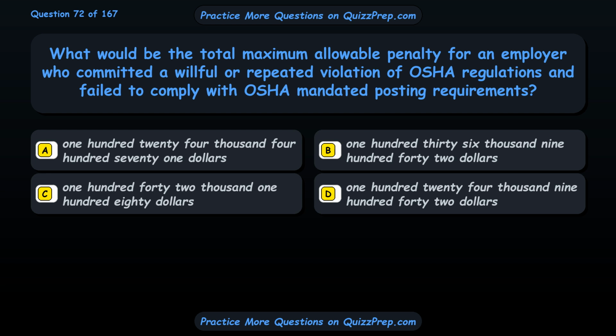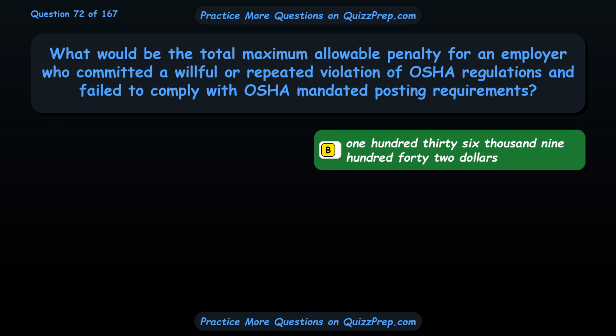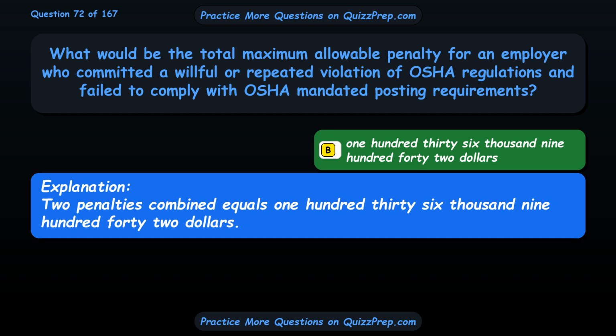Question 72. What would be the total maximum allowable penalty for an employer who committed a willful or repeated violation of OSHA regulations and failed to comply with OSHA mandated posting requirements? Option A, $124,471. Option B, $136,942. Option C, $142,180. Option D, $124,942. The correct answer is option B, $136,942. 2 penalties combined equals $136,942. Question 73.